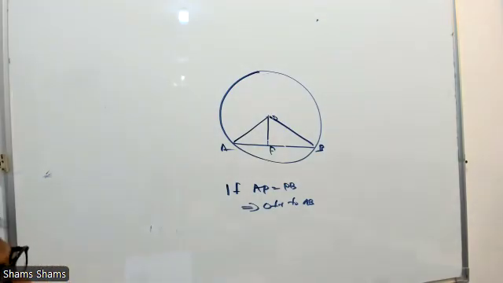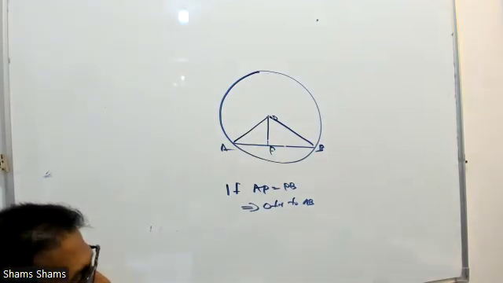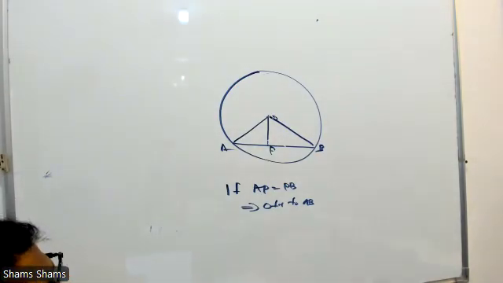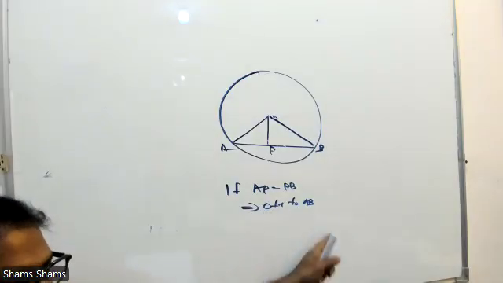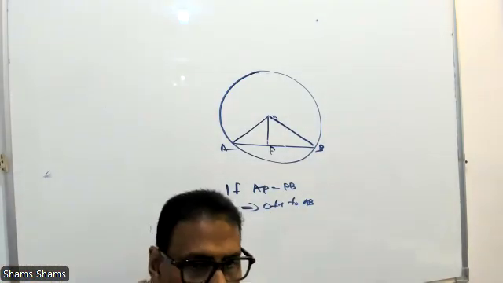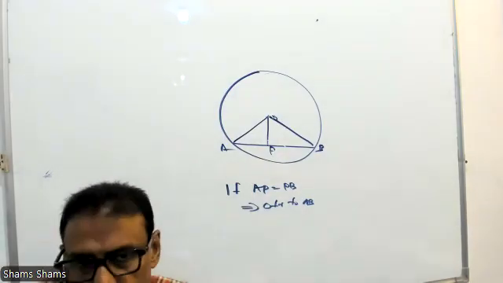Okay, you write: if AP equals PB, then OP is perpendicular to AB. It's clear now? Both theorems clear? So now we have three theorems.